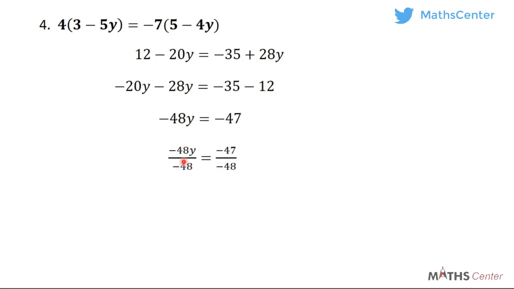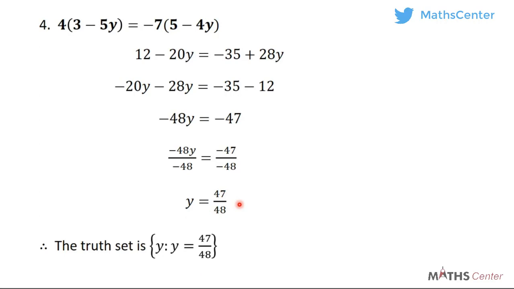So here we divide both sides by minus 28. That is the number attached to the variable. So we divide both sides by minus 28. And y will give us 47 divided by, sorry, here we divide both sides by minus 48, not 28. So here minus 48, minus 48. So y will give us 47 over 48, because the negative here will cancel the negative here. So y will give us 47 over 48.